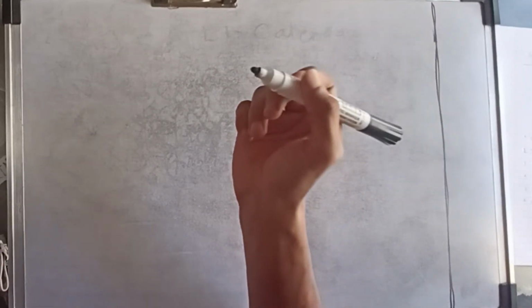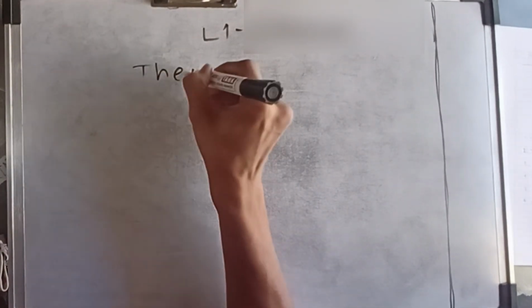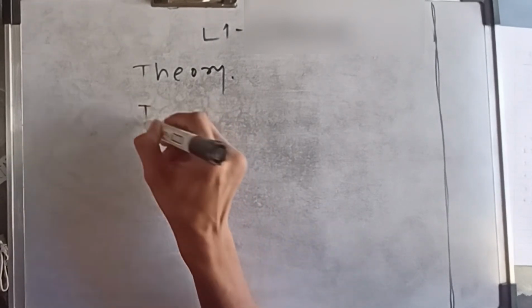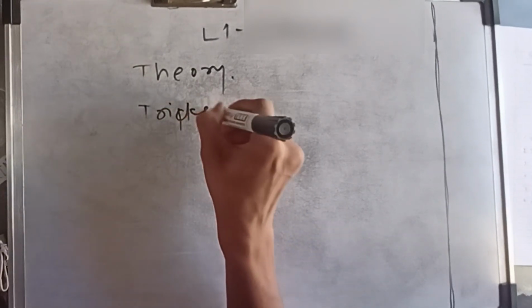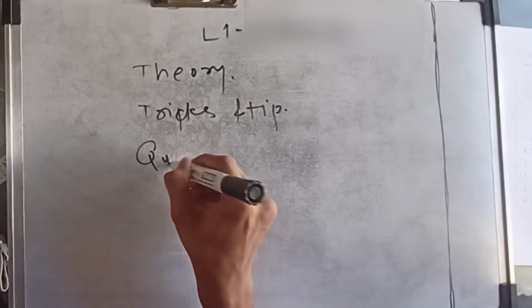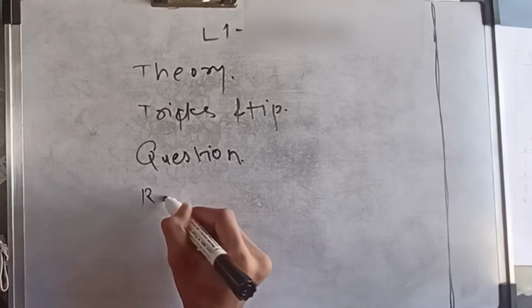So this is our first lecture of the aptitude series, lecture 1, and we are focusing on calendars. In this lecture we will learn about the theory of calendars. Secondly, we will learn the tricks and tips, then we will solve some questions. And after that we will revise.